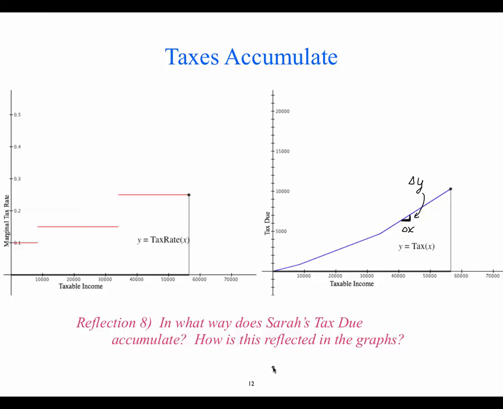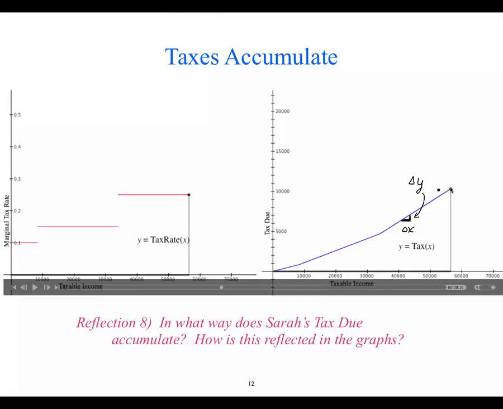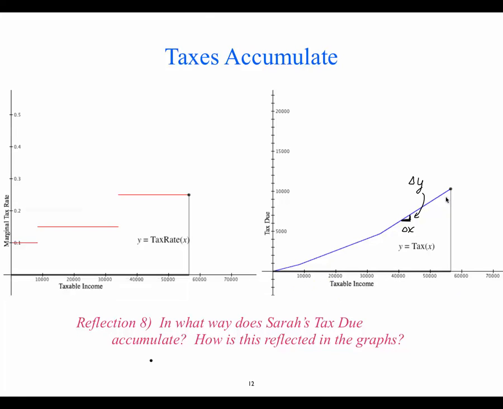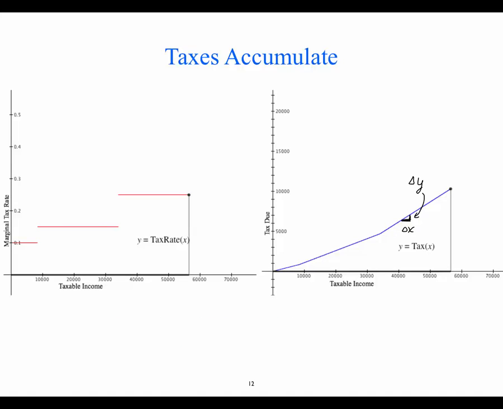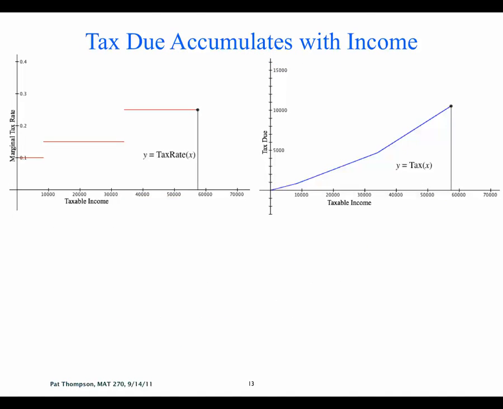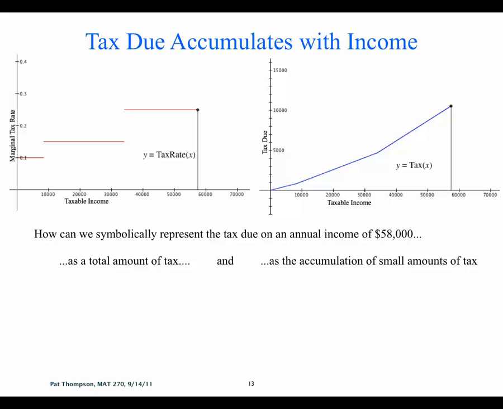Yeah, the height of that vertical line that hits the point. Okay, so I think what you're thinking is just the output of the functions. So the output of the function. I think this is the next slide. So as a total amount of tax, how can we think of it? It's the output of which function?